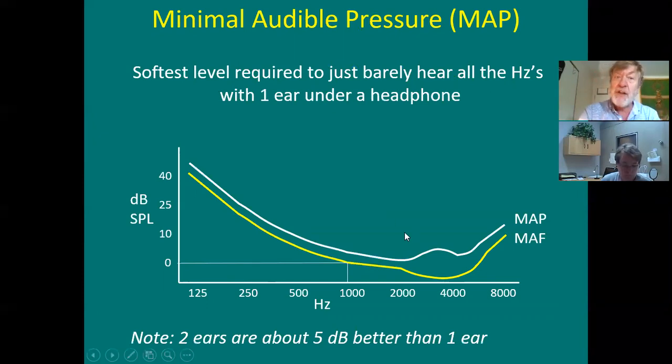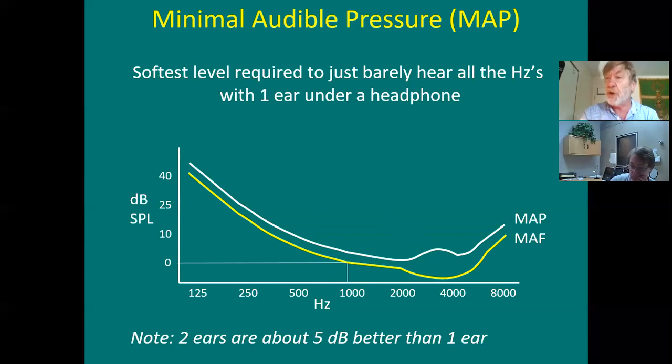And notice the white curve is a little bit above the yellow curve. That means that two ears are slightly better than one, because minimal audible pressure is this. Look what it says in white: the softest level required to just barely hear all the different frequencies with one ear under a headphone.